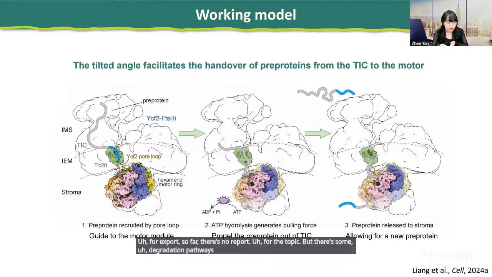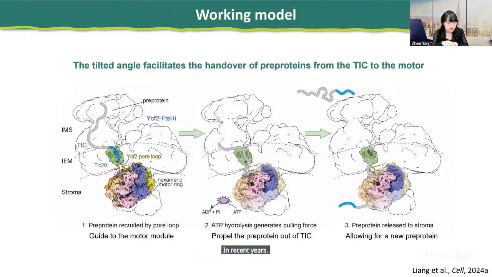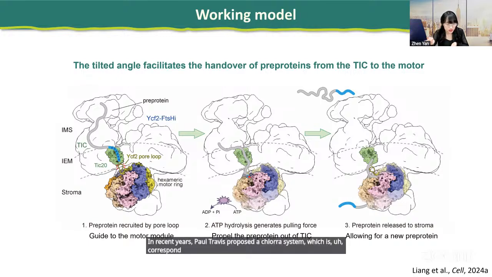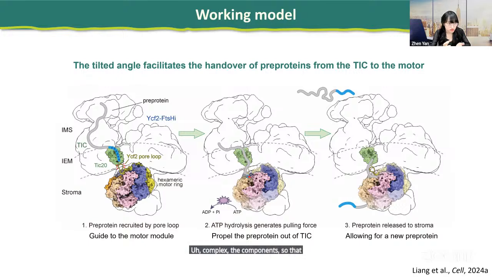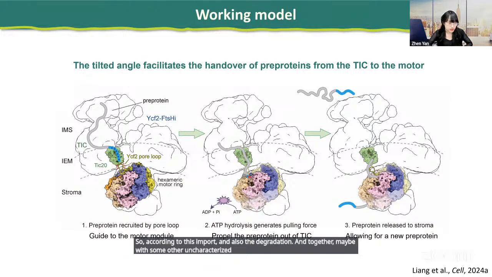For example, in recent years, Paul Jarvis proposed the CHLORAD system, which corresponds to ERAD in the ER, that will degrade some unwanted proteins, and also it will regulate the TOC complex components so as to regulate the function of this translocon. So import and degradation, together maybe with some other uncharacterized systems, work together to maintain the homeostasis of the protein within the chloroplast.